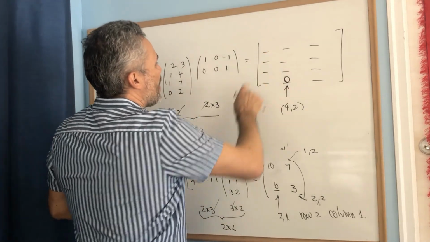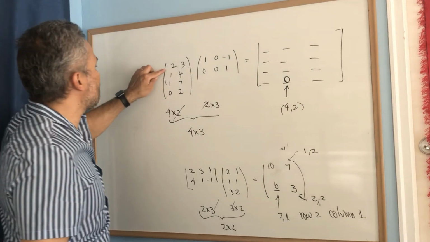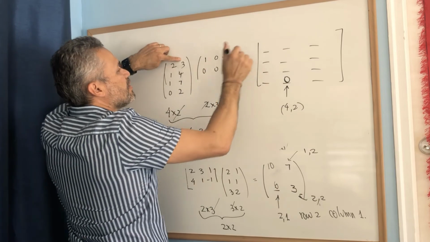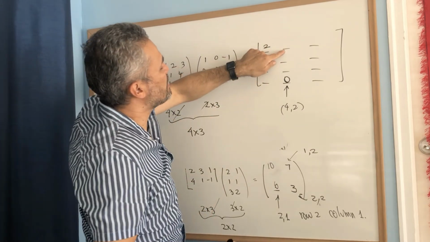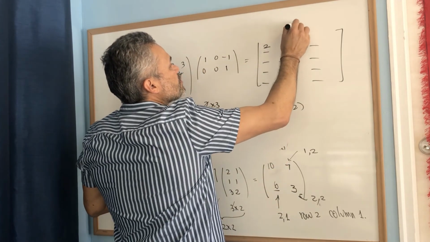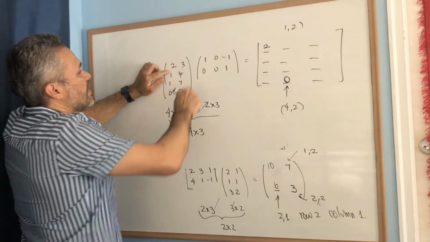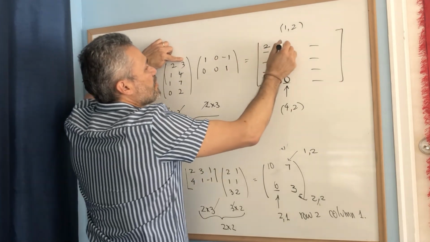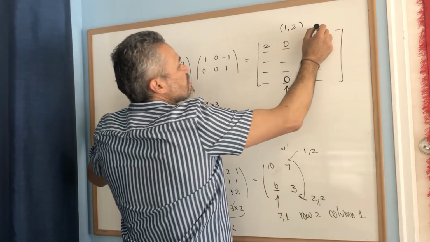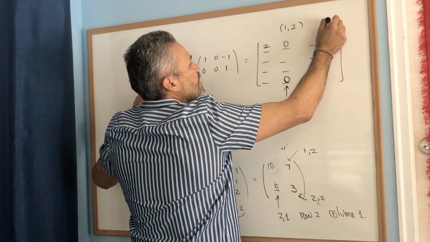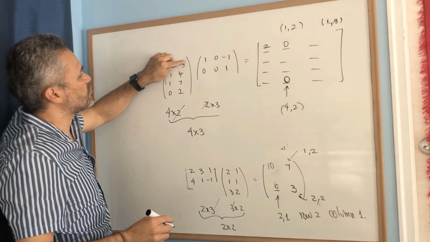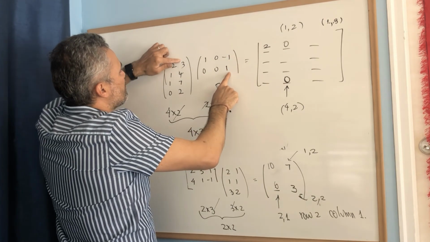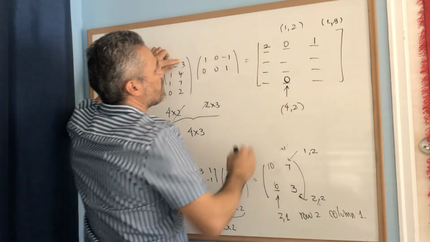This is the entry 1, 1. That means that I use the first row and the first column. When I do 2 times 1 is 2, plus 0 is 2. What comes in here? This is the entry 1, 2. That means that I use the first row and the second column. Then it will be just 0 plus 0 is 0. What number comes here? This is the entry 1, 3. That means I use the first row and the third column. Then it will be negative 2 plus 3 is 1.